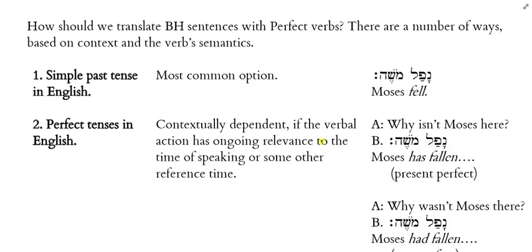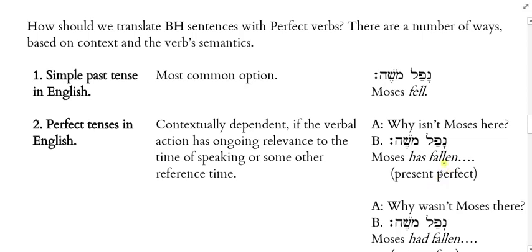There are a number of ways that Ross talks about here, and these will be based on context and the verb's semantics. So first of all, if we come to a Hebrew perfect verb, we could translate it with a simple past time English verb. And this will be our most common option. This is kind of what your default is going to be when you meet a perfect conjugation verb in Hebrew.